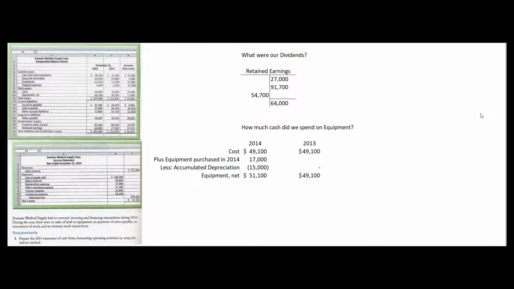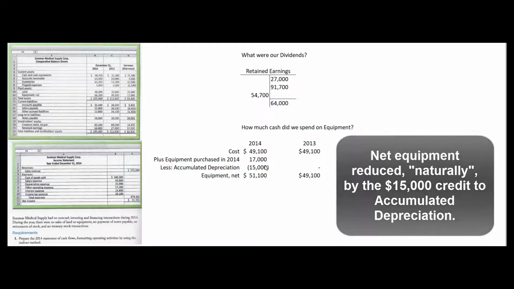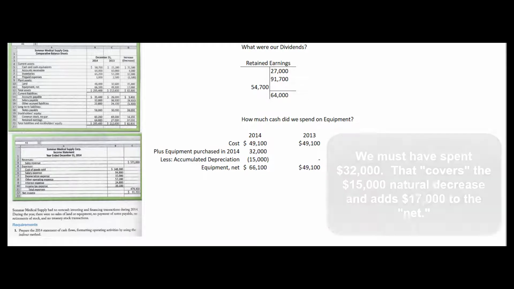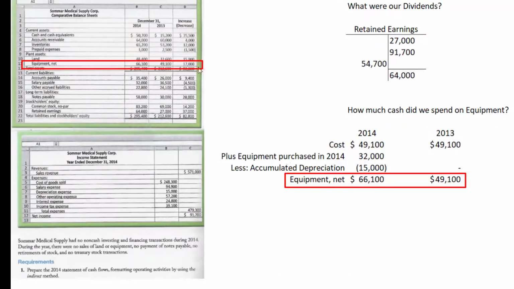We have to have spent enough cash on new equipment to not only have the net amount go up by $17,000, but also cover the $15,000 that it went down. So in other words, we must have spent $32,000 on equipment. That takes care of the $15,000 that we went down by recording accumulated depreciation and gives us the $17,000 net increase as it went from $49,100 at the end of 2013 to $66,100.